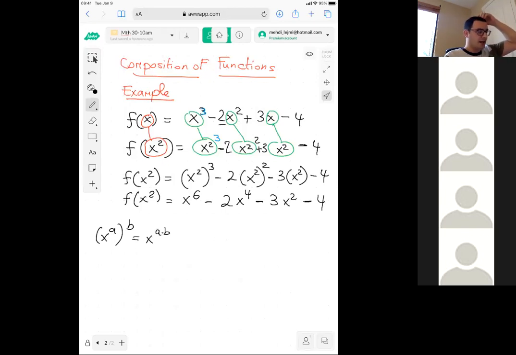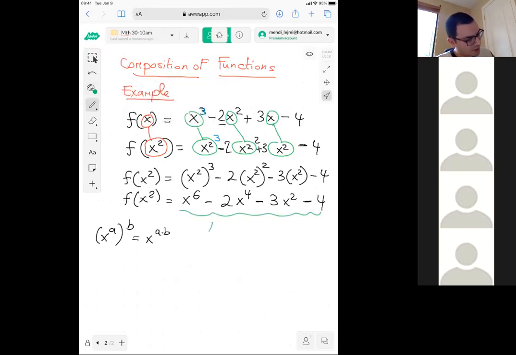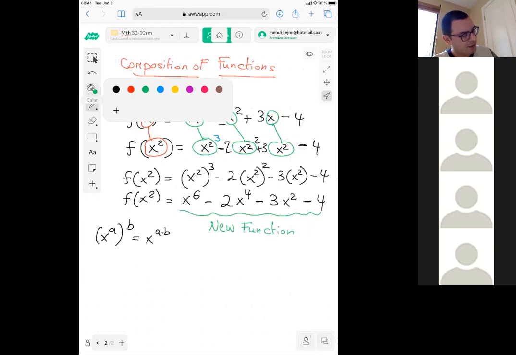So you see here, I got a new function. So this is f of x squared. It's a new function, a totally different function, right? Okay, so all I'm saying is that you can replace this x by anything. Here I replaced x by x squared, but I can replace x by something else.